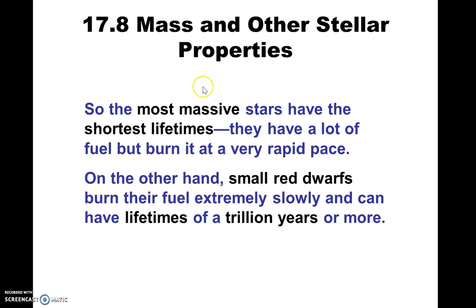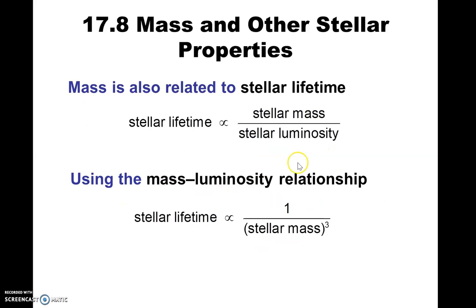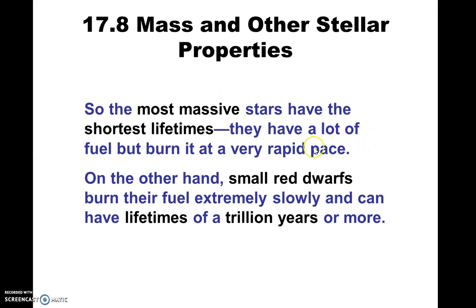Let's see. So most stars, these massive stars, have very short lifetimes, in the maybe tens of millions, in some cases hundreds of millions of years. A star like our sun is in the tens of billions of years, and there are some red dwarfs that have lifetimes in the trillions of years. Okay, and so you use this equation to make that prediction.